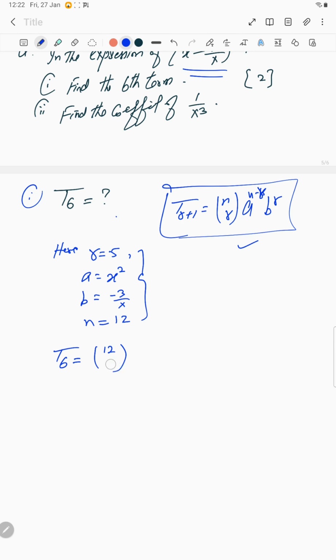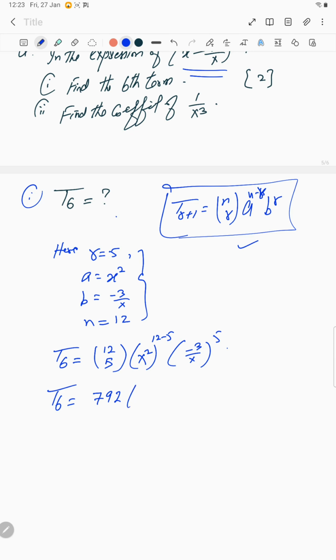R was 5. So here, 5. A was x square power 12 minus 5. B was minus 3 by x power 5. So T6 becomes, when you calculate this, 12C5, it becomes 792.